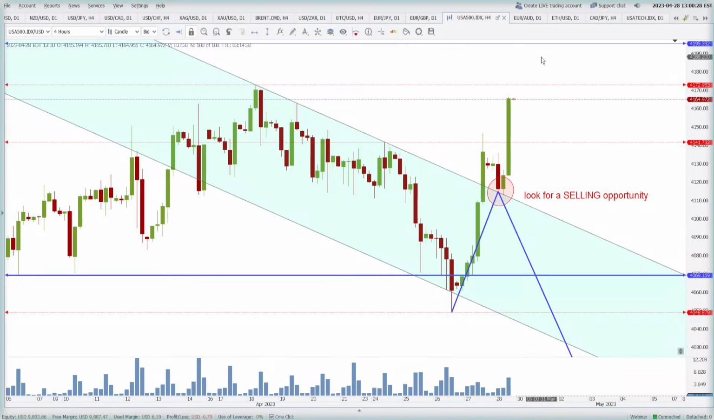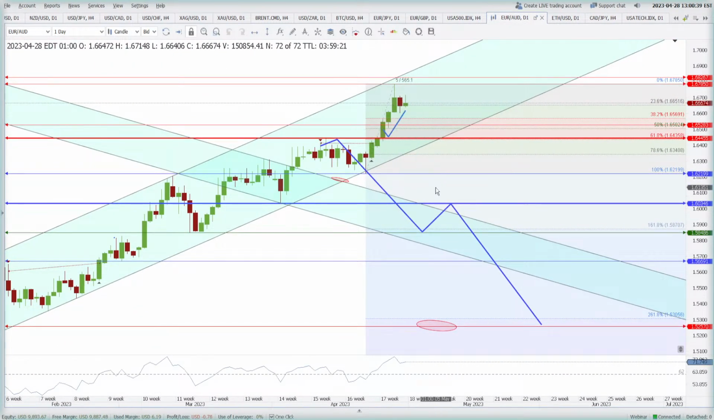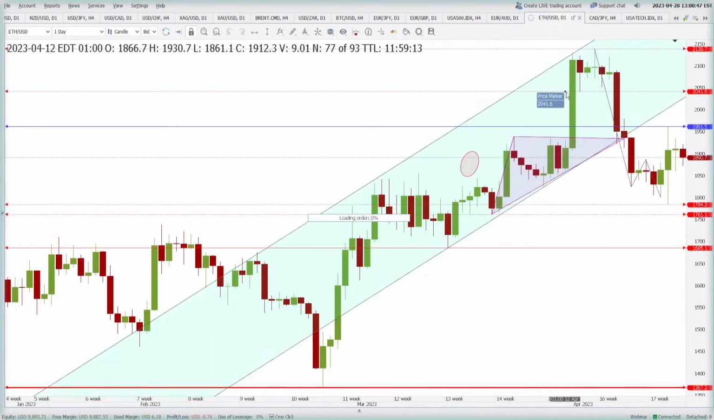4195 on the upside is the target now, but I think before that the price should reverse from 4172 to 4141. Euro against the Australian dollar still holding at the highs. I'm expecting it to drop down to 1.6445 before any leg further. As of now, there's no trading in this one.